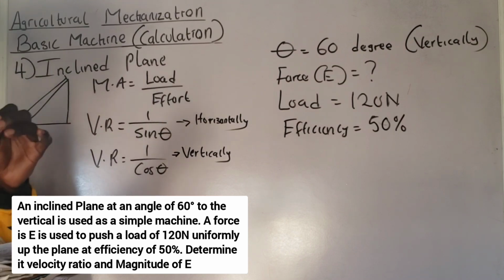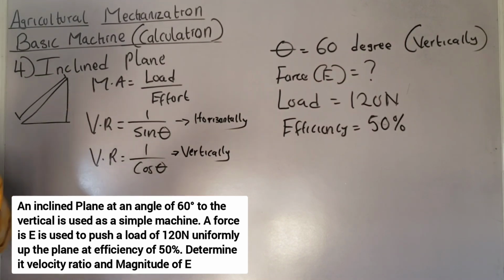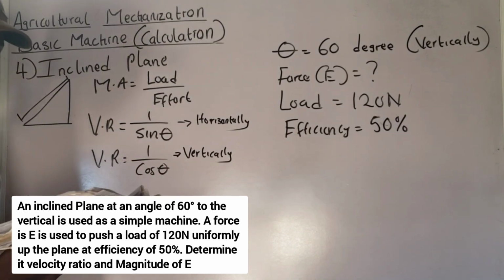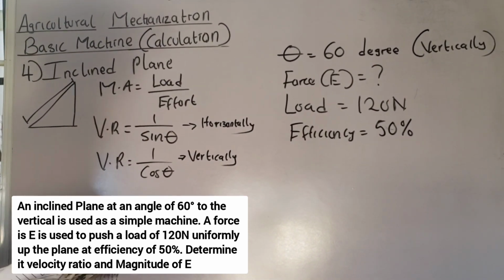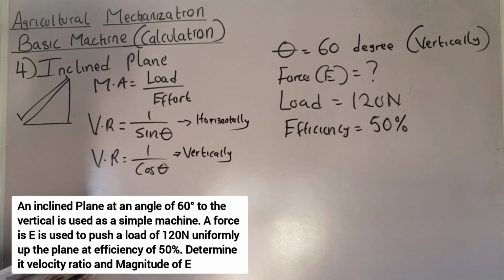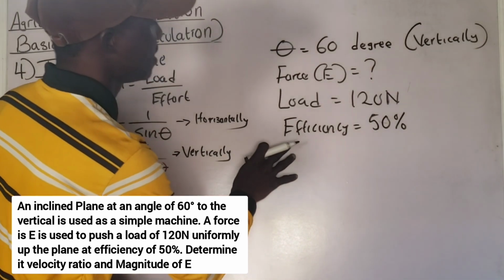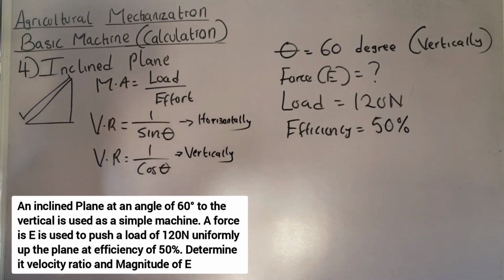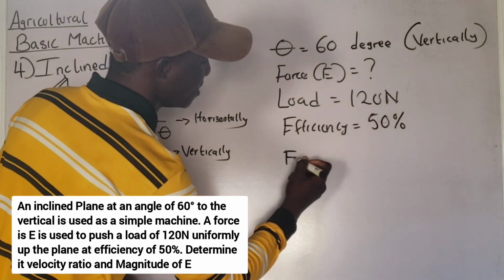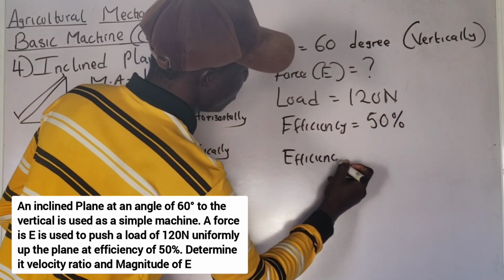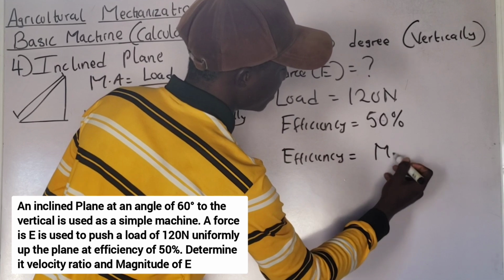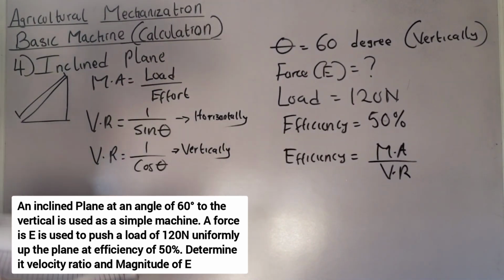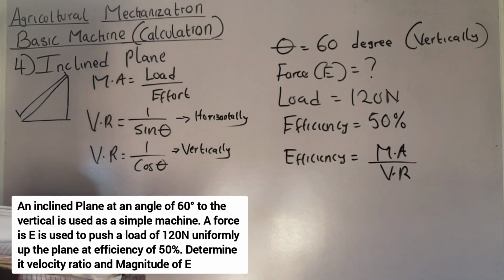E there is effort. Effort is also a force. The effort is the force applied to push up the load. Now, how do we determine the velocity ratio? Don't forget the relationship between efficiency, velocity ratio, and mechanical advantage: efficiency equals mechanical advantage over velocity ratio. But we cannot determine the velocity ratio without knowing the mechanical advantage.